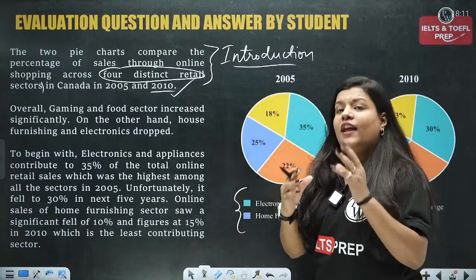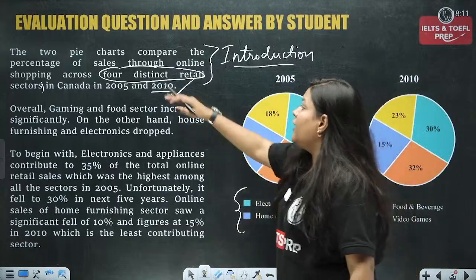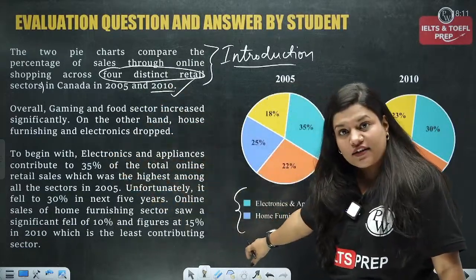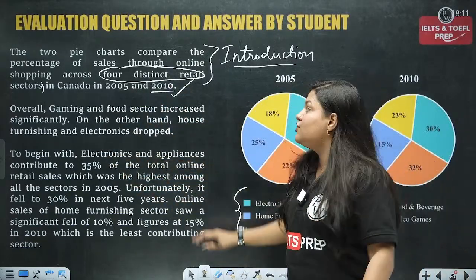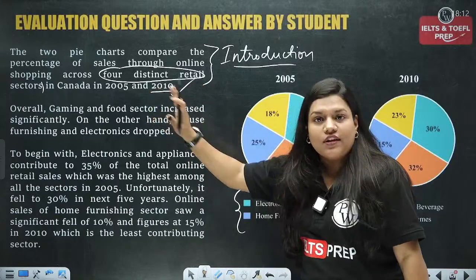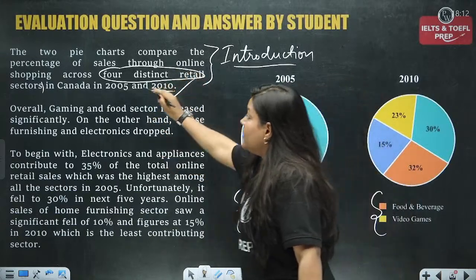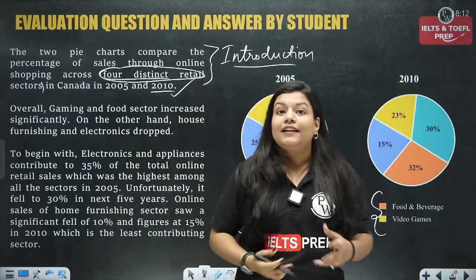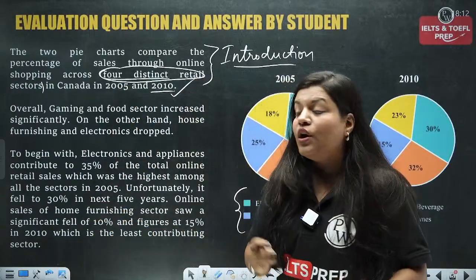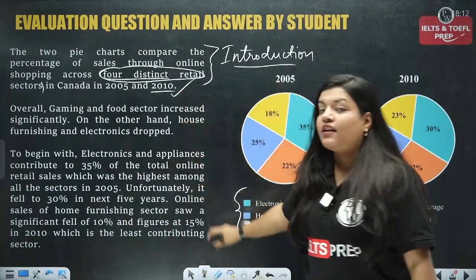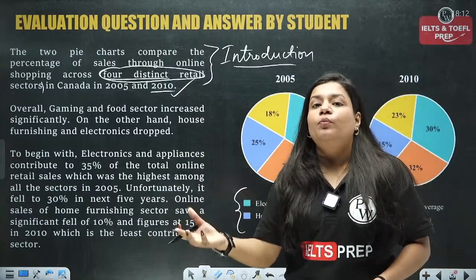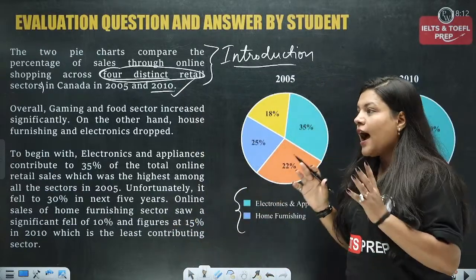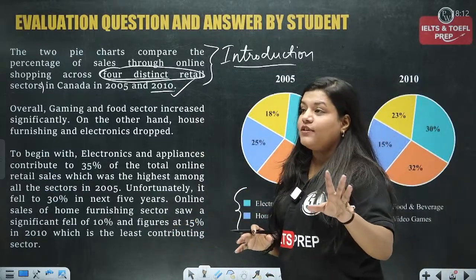Whenever the names of the sectors are given in the question, you don't have to do anything, just number out the sectors. Or if the number of sectors or categories is given in the question, you have to name the sectors in order to be more precise. I hope you've got it. Let me know in the comment section if you've got it.